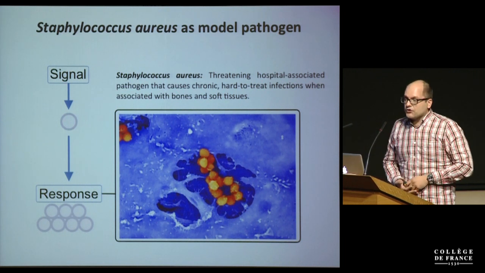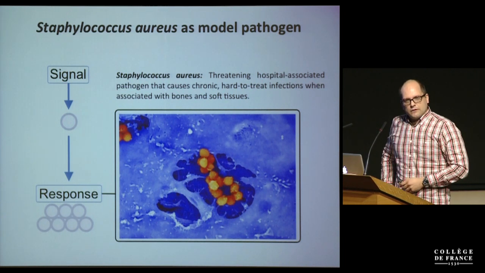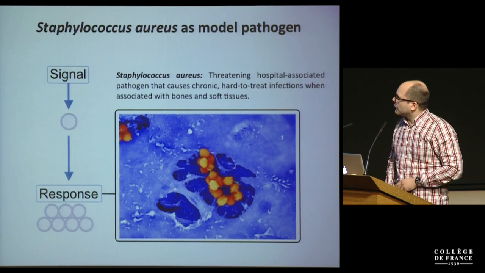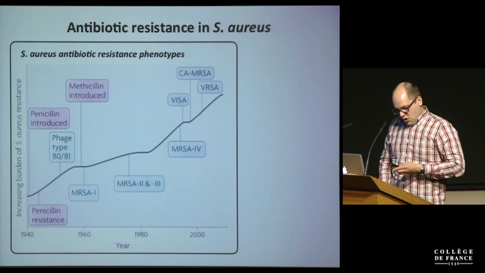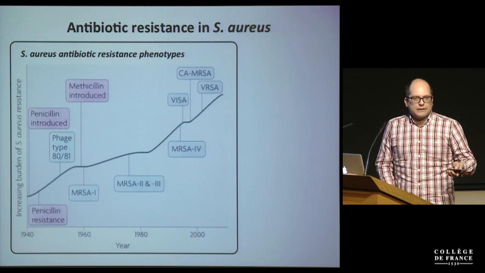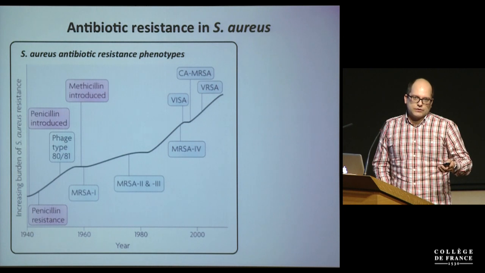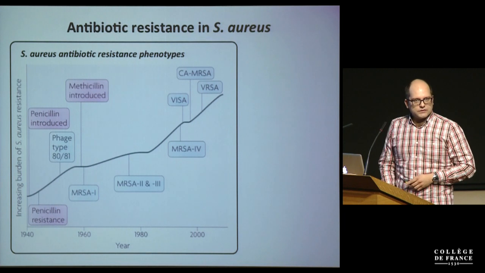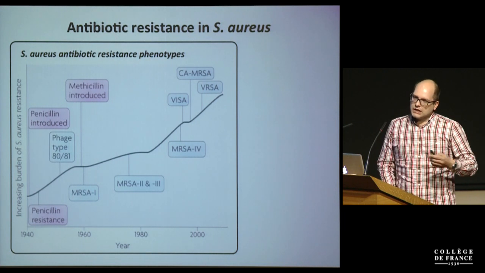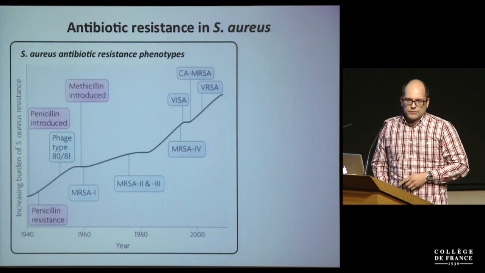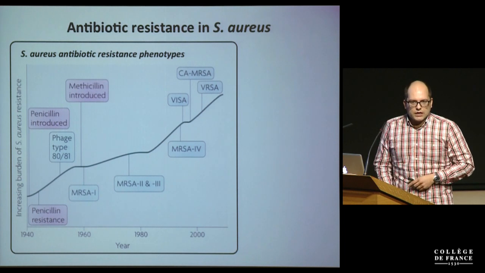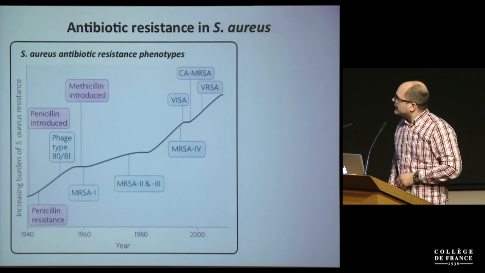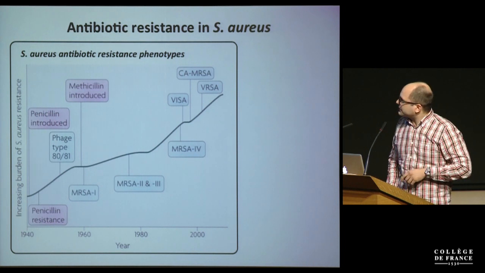It's a gram-positive pathogen that generates very important problems in hospital-associated infections because of two reasons. One is the capacity of this pathogen to develop resistance to antibiotics that are conventionally used in hospitals to treat staph infections. And the second is the ability of this pathogen to generate biofilms, to attach to surfaces, that generate hard-to-treat infections. Here's the process of how Staph aureus developed resistance.